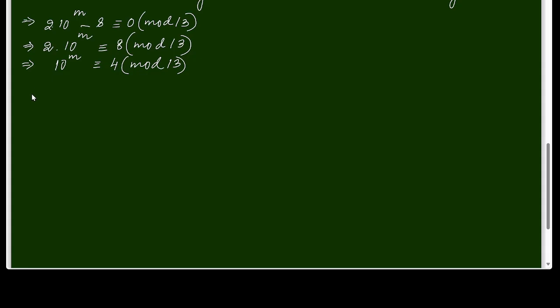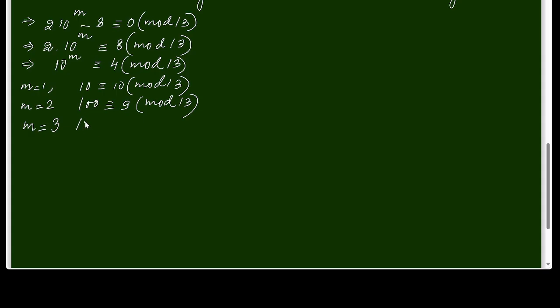First I am taking m equal to 1. And 10 is, as we know, 10 modulo 13. If m equals 2, that will be 100, that will be congruent to 9 modulo 13. If m equals 3, then it would be 1000 divided by 13, the remainder is 12. So it will be 12 modulo 13.